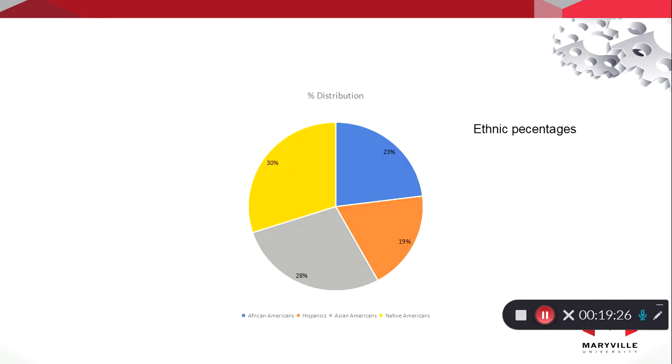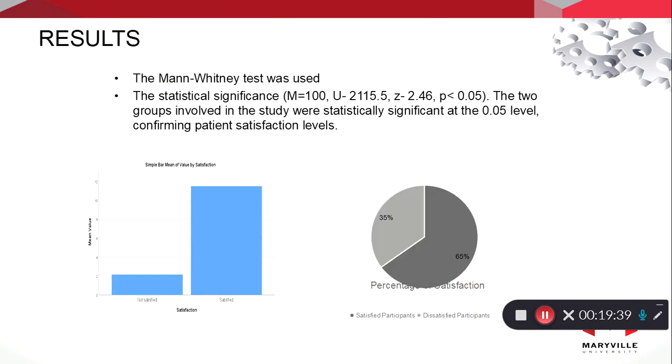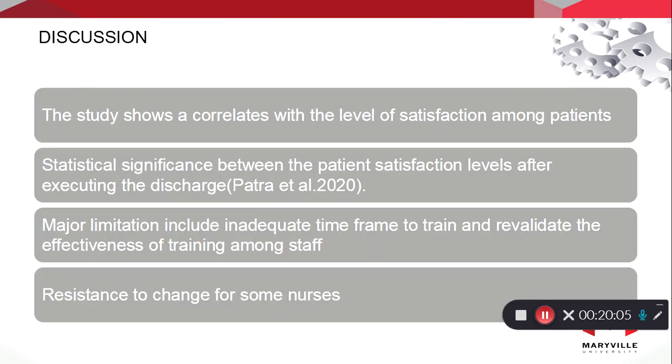Ethnic distribution includes African Americans, which are 23%, Hispanic 30%, the Asians are 28%, and Native Americans 19%. The results using the Mann-Whitney test show a significant improvement at the 0.05 level, confirming the patient satisfaction level. The bar chart and the pie chart show those distributions with a 65% satisfaction rate and 35% dissatisfaction rate based on the analysis done on this study.